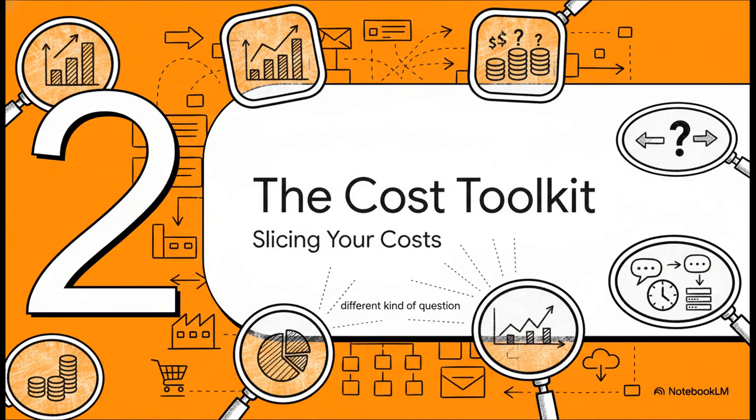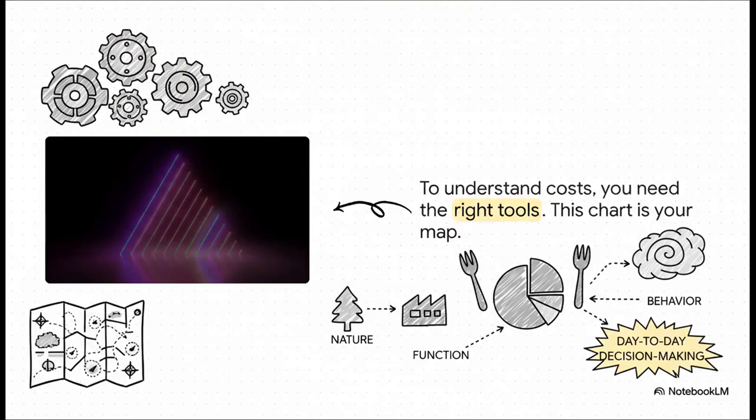Okay, now we get to the heart of it, the cost toolkit. I want you to think about this like having a set of different glasses. Each pair of glasses lets you look at the exact same costs, but in a totally new way, helping you answer a completely different kind of question. And this chart right here, this is our map. It lays out a few of the main ways we can slice and dice our costs by their nature, their function, how they behave. For what we're doing today, we're going to focus on the classifications that give you the most bang for your buck in making real-world decisions.